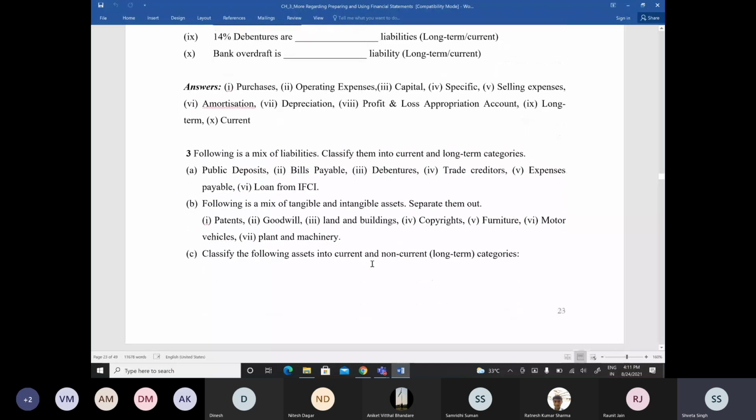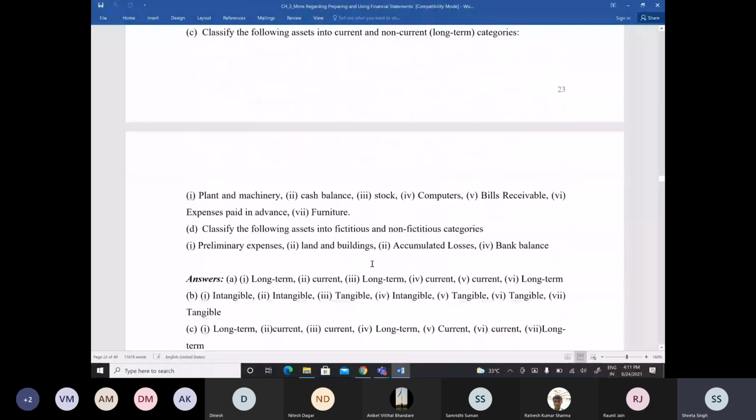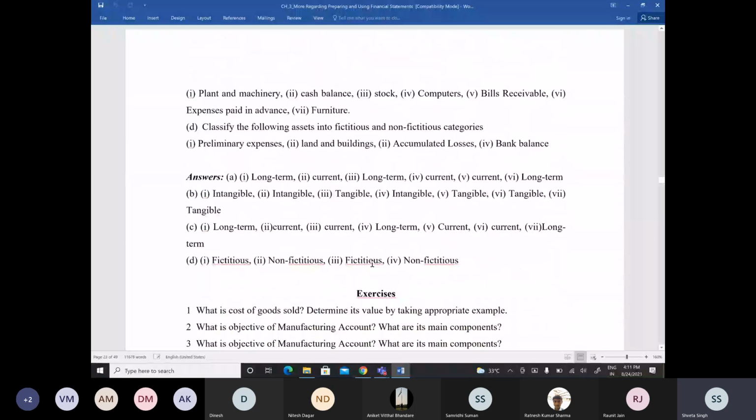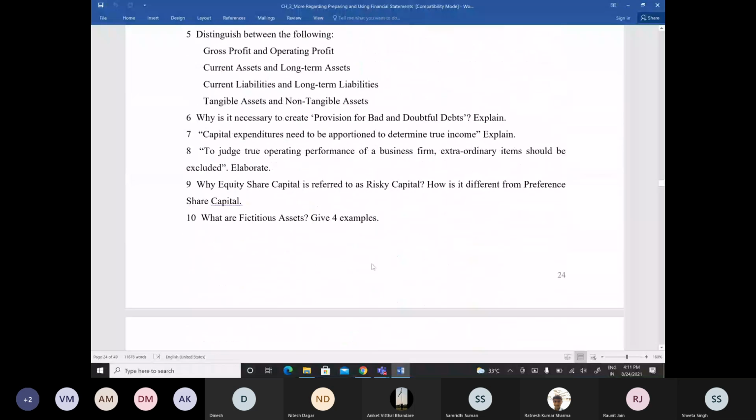So again, all the answers are given so you can check it. Please don't cheat. First try and solve it. Even if you're wrong, it doesn't matter. After that, only check. Okay. So this is there.